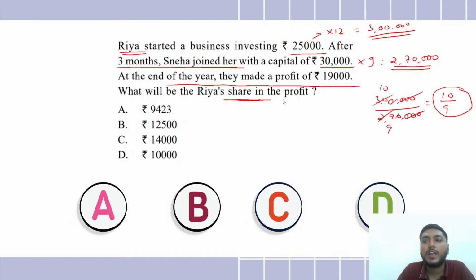See, the common mistake is what? Riya's ratio, see what we calculated. Riya's ratio we calculated as 10 by 9, right? So if Riya is investing 10 shares, then Sneha is investing 9 shares. So how many shares are there in total? Total shares would be 10 plus 9, right? That comes out to be 19. And Riya's share is 10 out of 19, right? So the percentage of profit would also be 10 by 19 times, right?